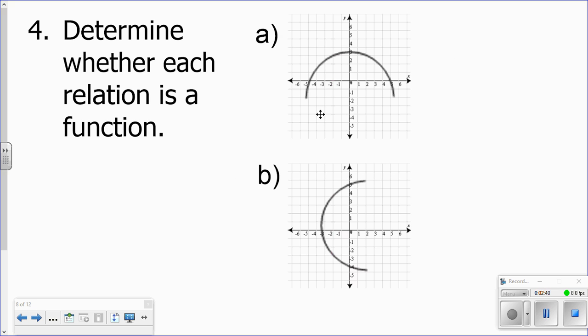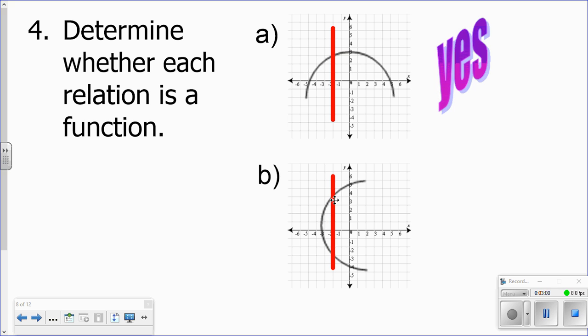Looking at these graphs, we have this first one. If I drew a vertical line here, it doesn't intersect this black graph anywhere else, just one place. So this x value of -2 is 3, and it's the only one. So yes, it's a function. In the second example, if I drew a vertical line, see how that intersects twice? So this x value of -2 has a y value of 3 and a y value of -3. So it is not a function.